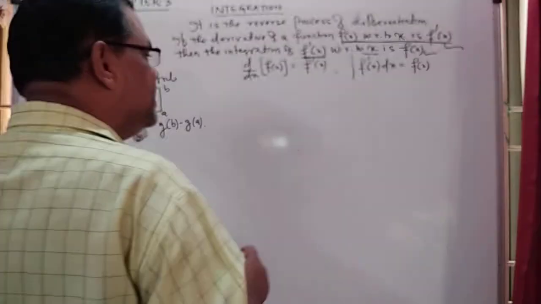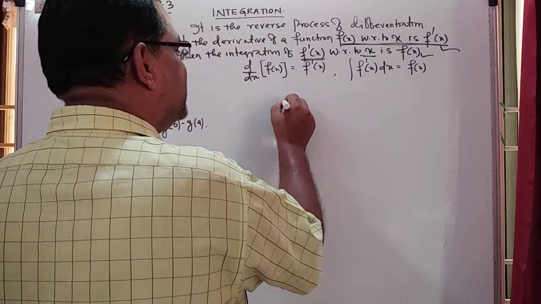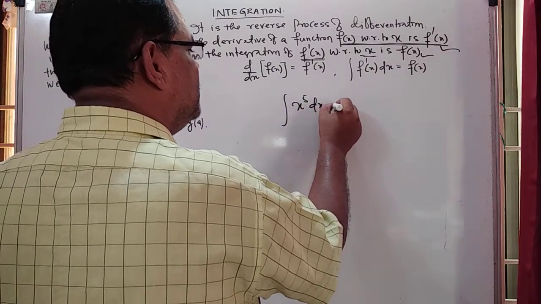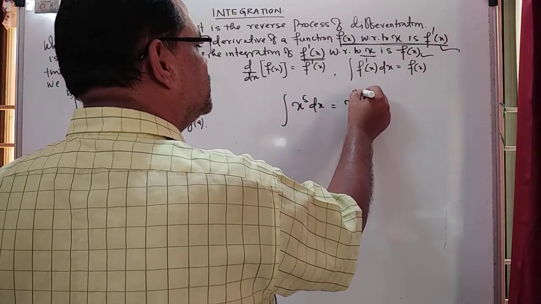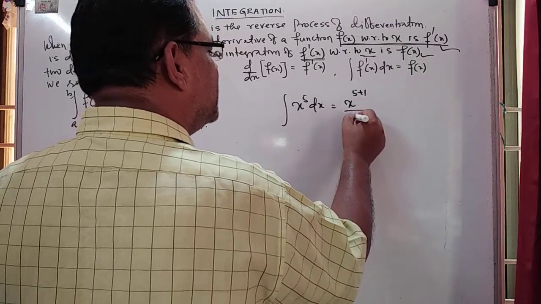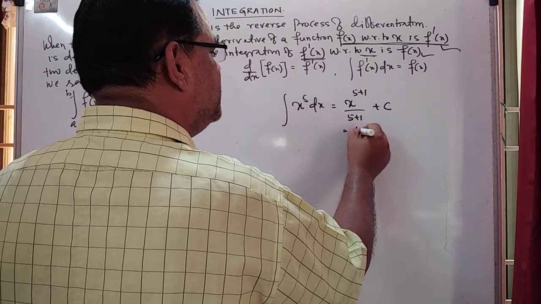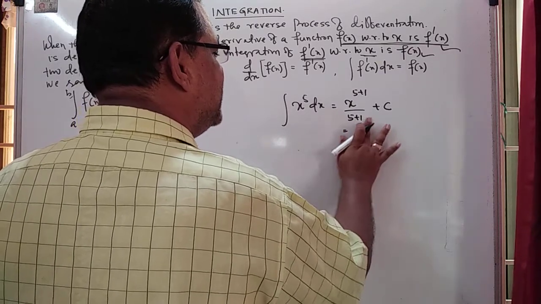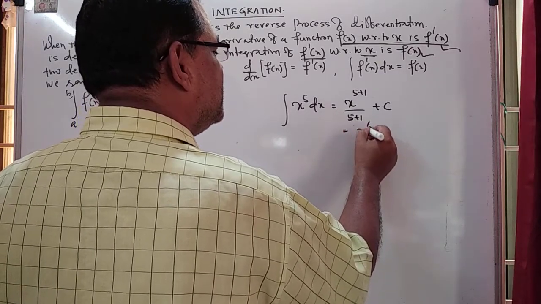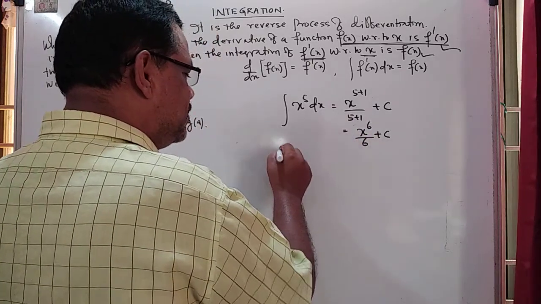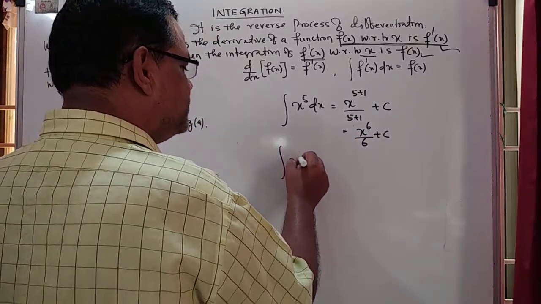Simply choose, if we talk about the integration of x to the power 5 dx, this will be equal to x to the power 5 plus 1 upon 5 plus 1, and plus c, a constant will be coming. That is equal to, sorry, x to the power 6 upon 6 plus c.